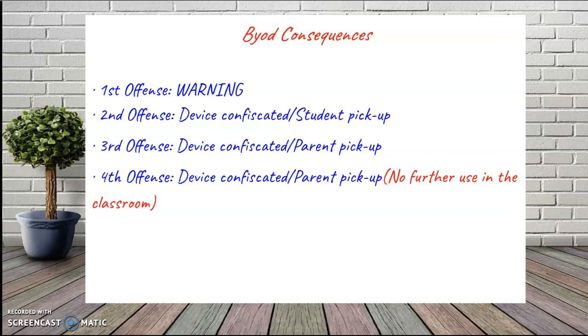If those rules are broken, then the first offense is a warning. Second offense is the device is confiscated and the student picks it up. Third offense, the device is confiscated and the parent has to pick it up. Fourth offense, the device is confiscated and the parent has to pick it up again. However, there will be no further use in the classroom.